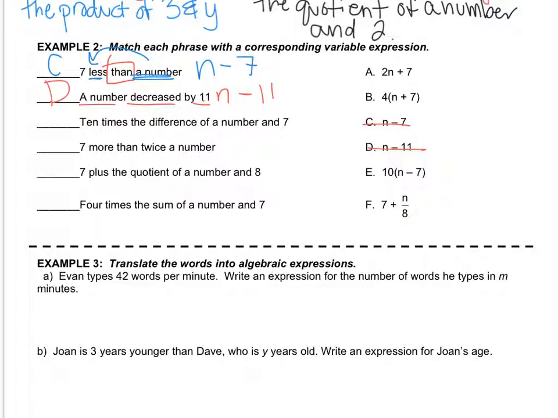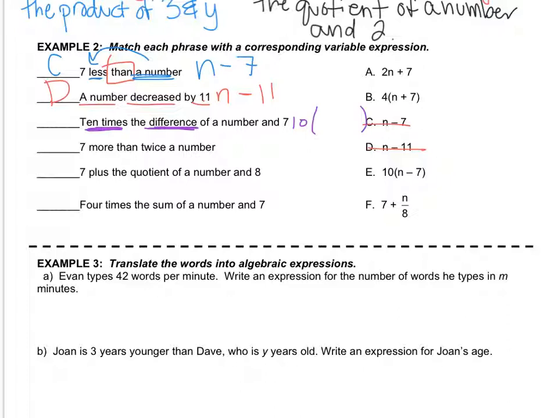All right, 10 times the difference of a number and 7. So this is telling us 10 times. I have to multiply something by 10. Okay? Now it's telling me I'm going to multiply the difference of two things. Difference means subtract. So right now I don't know what I'm subtracting, so I'm going to open up a set of parentheses because I have to do the subtraction first.